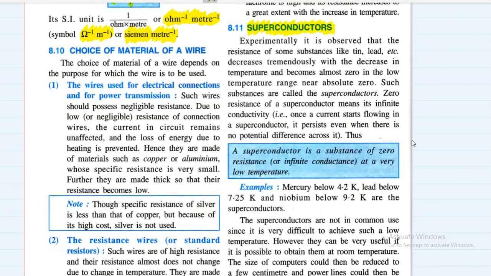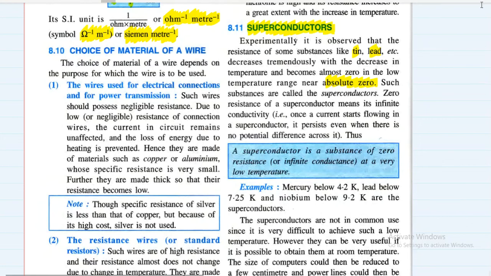So experimentally it is observed that the resistance of some substances like tin, lead, etc. decreases tremendously with decrease in temperature and becomes almost zero in the low temperature range near absolute zero. मतलब टिन, लेड और ऐसे कुछ सब्सटेंसेस हैं, अगर इनका टेम्परेचर कम करेंगे तो इनका रेजिस्टेंस ज़ीरो बन जाता है. मतलब टेम्परेचर रेंज नियर एब्सोल्यूट ज़ीरो.